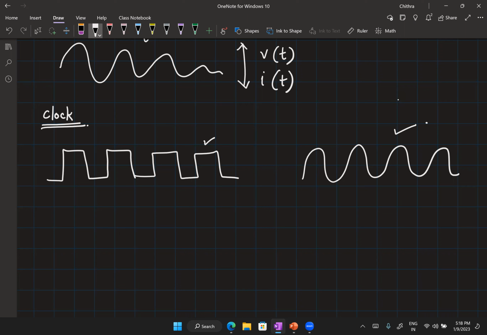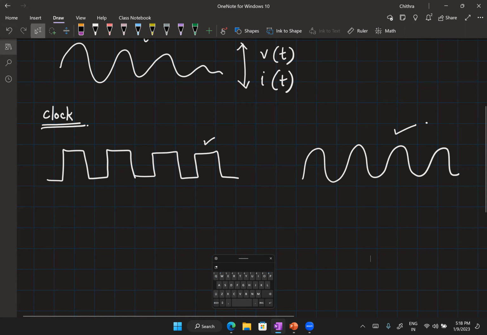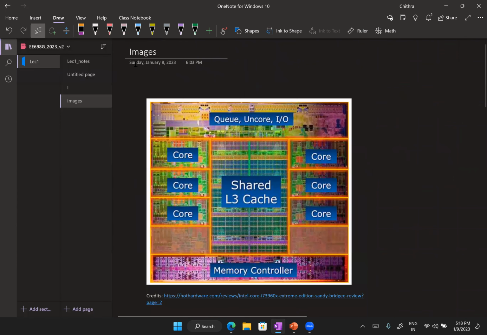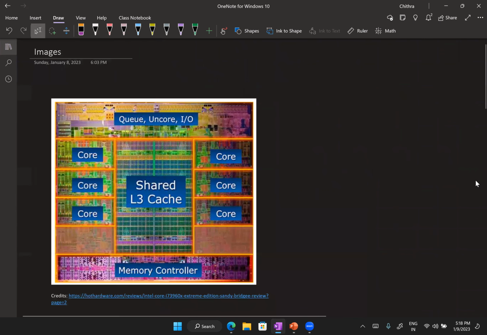So now let me motivate you as to why we should pay so much attention to time domain circuits, especially that deal with clocks. So first I will show you the layout of a processor. Now this is an i7 processor from Intel. So basically a processor that you will find in your laptops. And here they have shown you how it is divided into 6 cores. They have a shared level 3 cache memory. Then there is a memory controller at the bottom, and there are some peripheral functionalities here at the top.